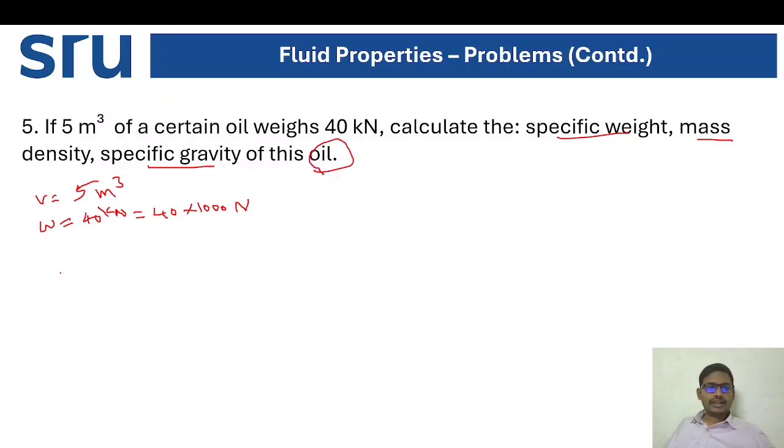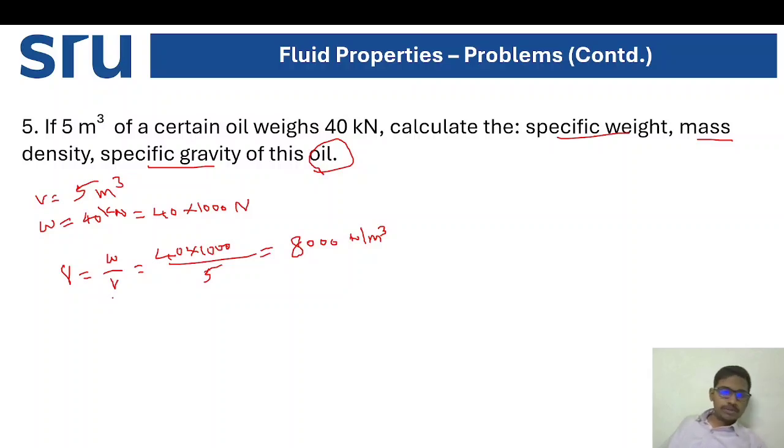Now coming to the fact, specific weight is indicated by gamma and the formula is W by V. So W is equal to 40 into 1000 by V, which is 5. So it is 8000 Newton per meter cube, because weight is in newtons and volume is in meter cube, Newton per meter cube. That is specific weight. This is the first one.